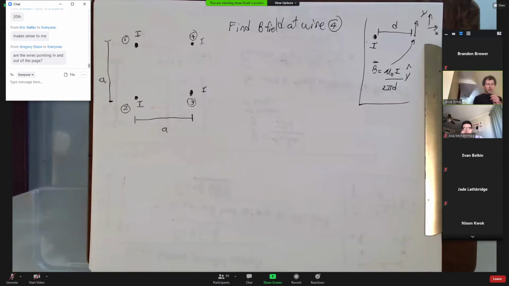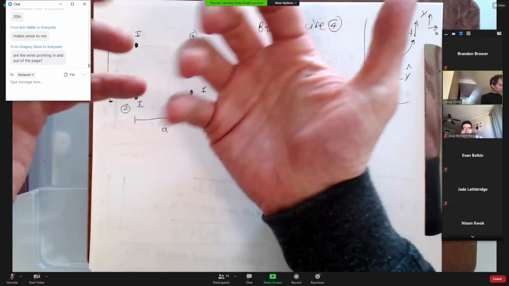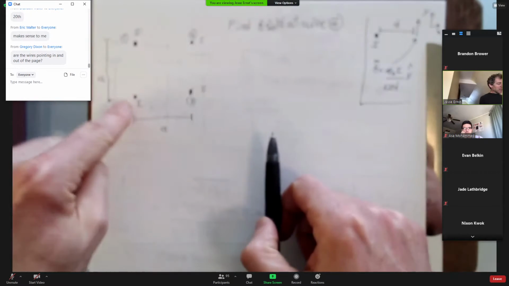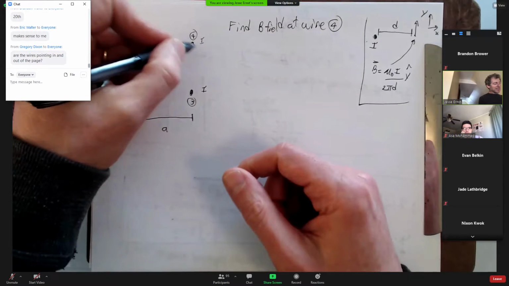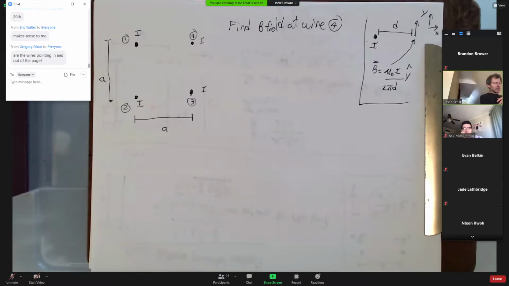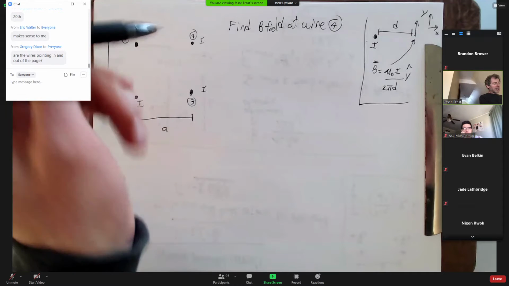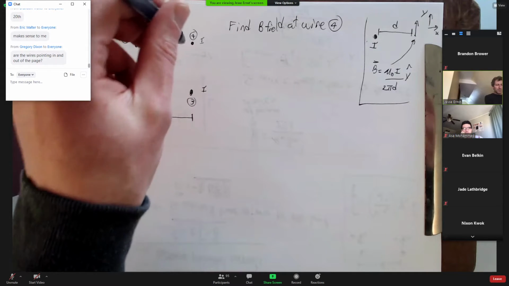All right. So questions on what we're doing? Yeah, are the wires pointing in and out of the page? Yes, the wires are going along straight at you, and the dot means that the current is coming toward you. And if it were an X, that would mean the current is going away from you. So that's the same notation your book uses, and most everything uses. A vector that comes toward you is a dot, and a vector that moves away from you is an X.